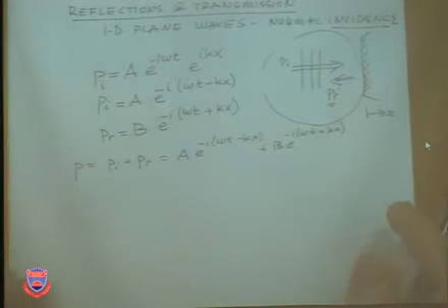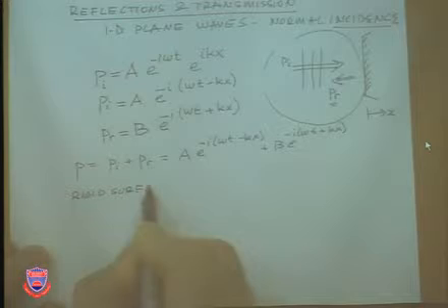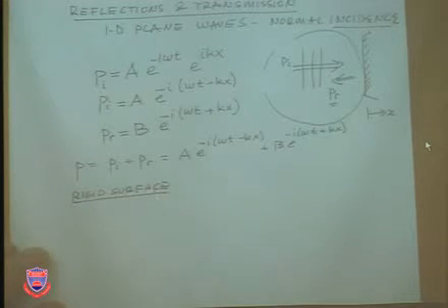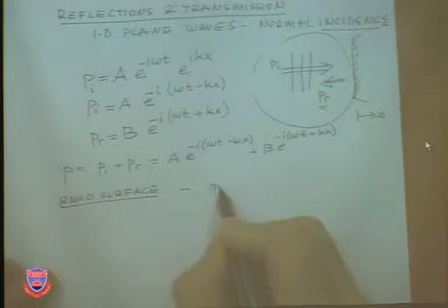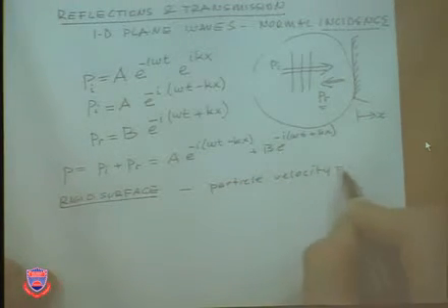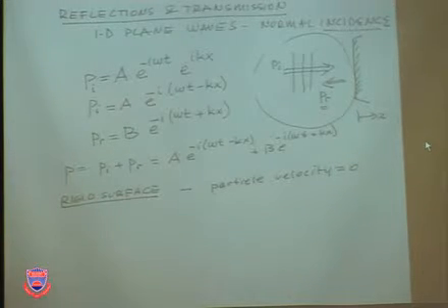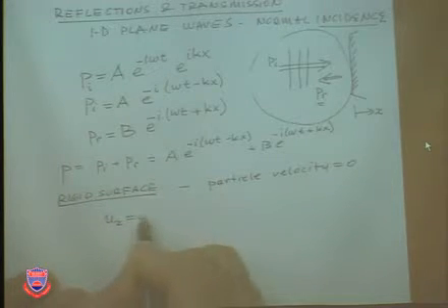Now let's take the case of a rigid surface. What happens at a rigid surface? Exactly. Particle velocity is zero. That's a boundary condition. Okay? Rigid surface means particle velocity vanishes because it's a rigid surface. And that means ux is equal to 0.